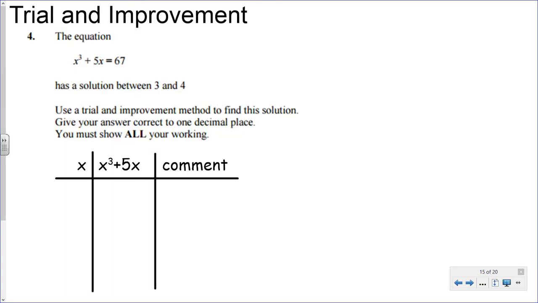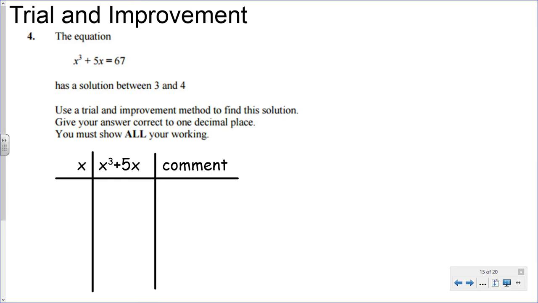So this is the topic of trial and improvement, and we've got our equation here. You will usually find this at the end of the calculator paper, and it's worth about 4 marks, so it's definitely worth getting right. I have added this table here myself, so I'll leave you a big space at the bottom to do that. And I've got a column here for x, and a column here for the expression, and then a column here for comments. So it's telling me that the equation here has a solution between 3 and 4.